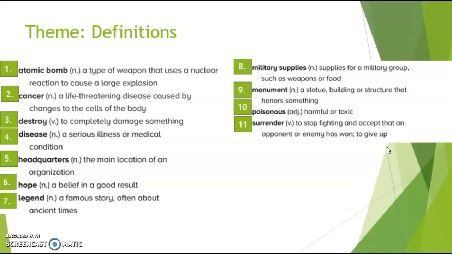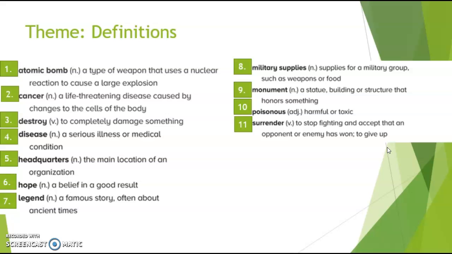Now the number 9, monument. You know, that is a street, building, or structure that honors something, okay? A person that has a monument built is because that is an important historical person, okay? Un monumento.